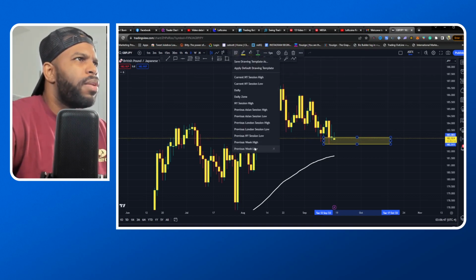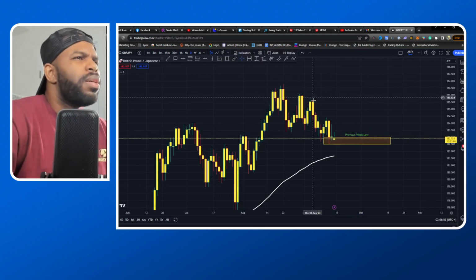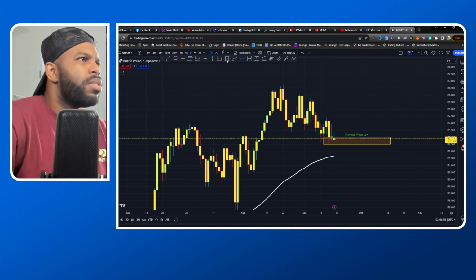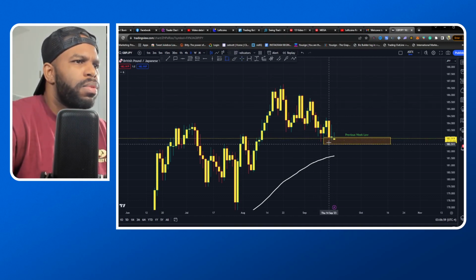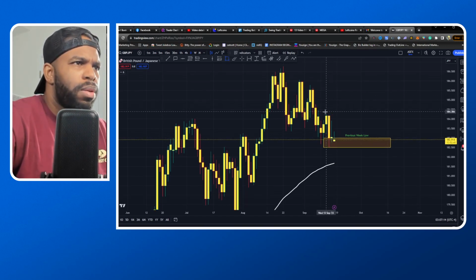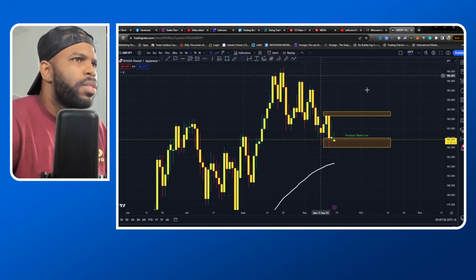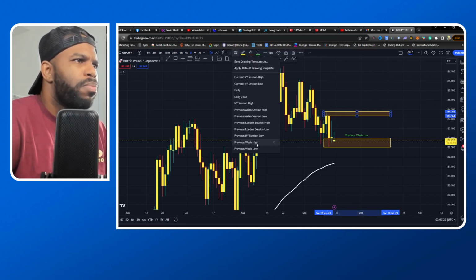I already have a template for this. It's the previous weekly low. And then let's find out what was the high for last week. So that was the low for Thursday. All right. So really, Wednesday was the highest for last week. So I'm gonna draw that from the wick to the body. And then we'll go to our templates and name this the previous week high.